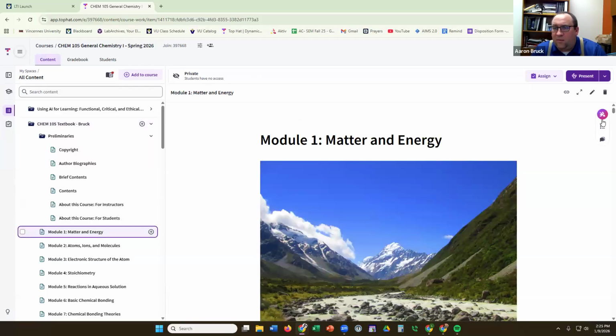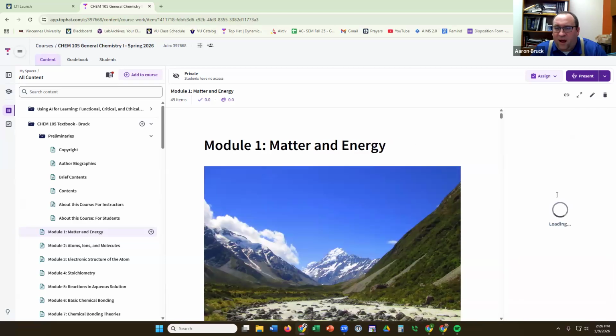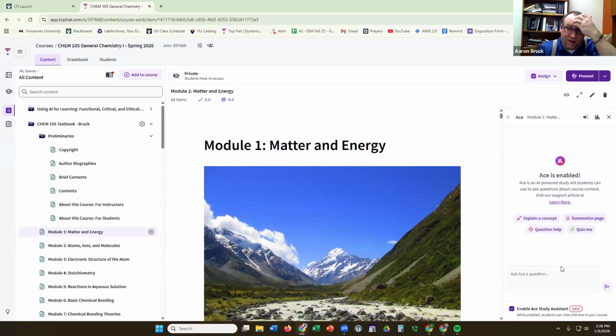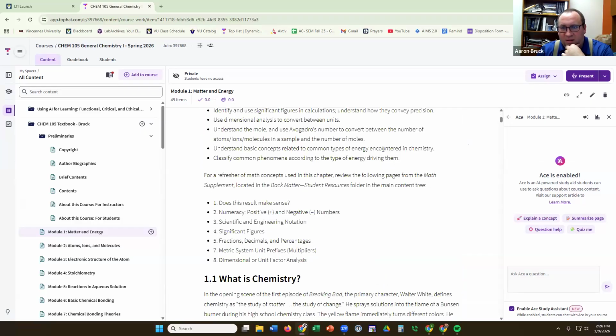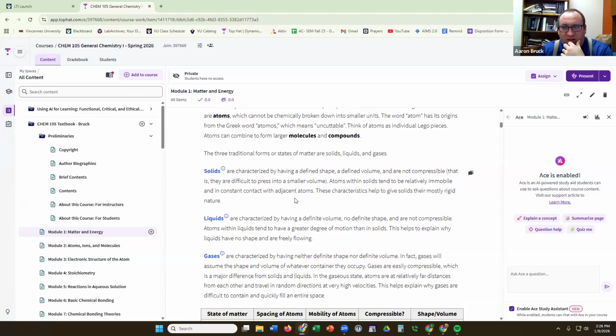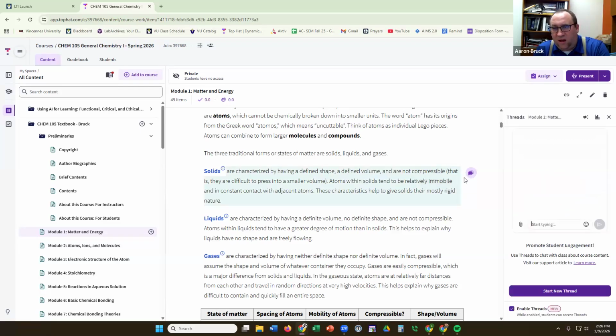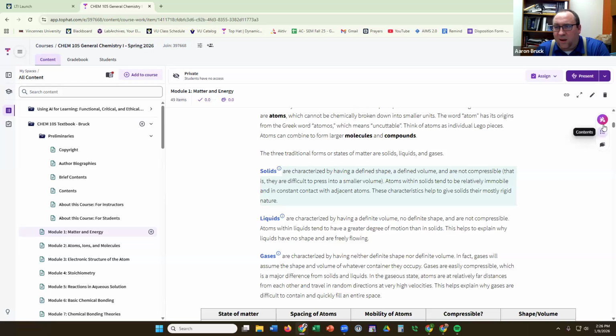Another nice feature of the textbook here is this study with ACE button. Top Hat has an AI companion chatbot, let's call it, where you can go and interact with it. So this is a full-on ebook. You have the ability to not only play around with it, you can annotate, you can work in here, enable threads. On your side, it'll have things here for you to take notes and whatnot.